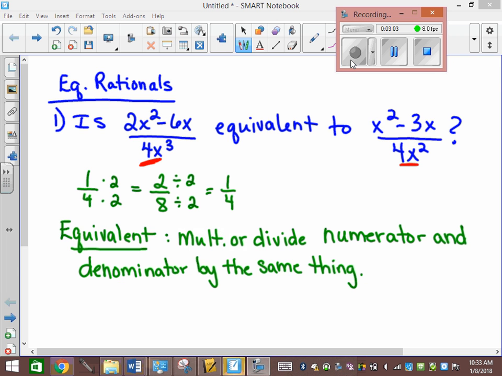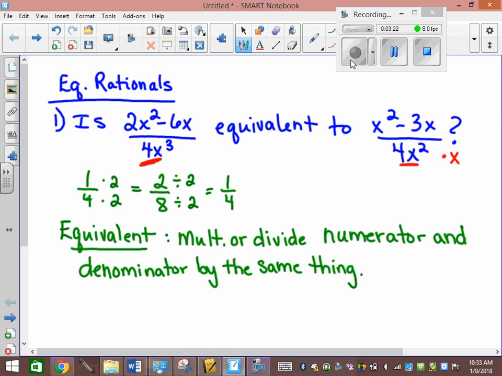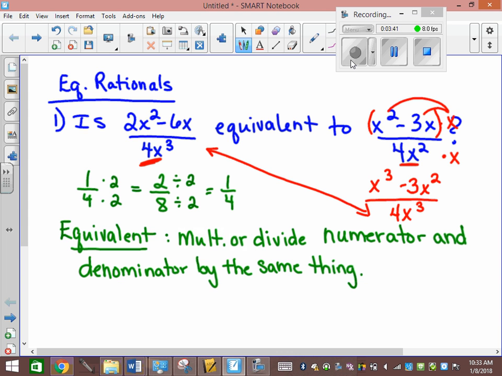So I like multiplying personally rather than dividing. It's just something I like doing. So I go to the smaller one and try and make it be the bigger one, but you could do either way. It doesn't matter. So this one's 4x squared, and I want it to be 4x cubed. What would I multiply by? X. And equivalent means what I do to the bottom, I have to do to the top. So if I multiply by x on the bottom, I have to multiply by x on the top. And I'm going to be left with x cubed minus 3x squared over 4x cubed. Is this this? No. So are they equivalent?